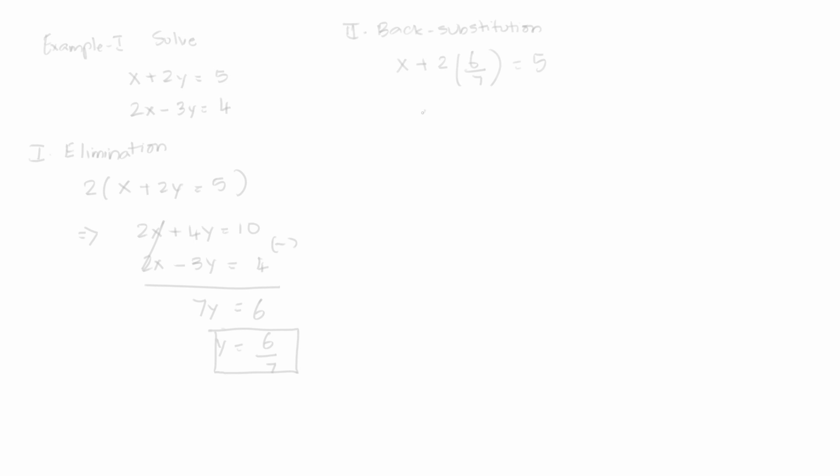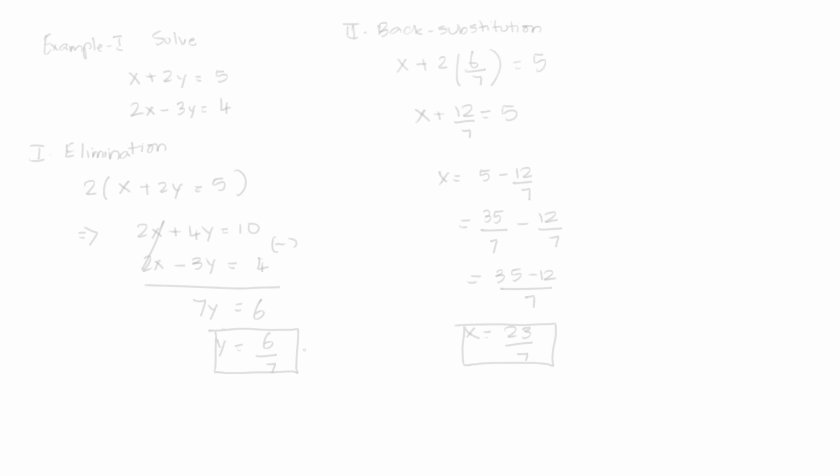So we'll have x plus 12 over 7 equals 5. Move 12 over 7 to the other side. Have a common denominator by multiplying and dividing by 7. Now you have 35 minus 12 over 7. The answer is 23 over 7. So our solution is x is equal to 23 over 7 and y equals 6 over 7.